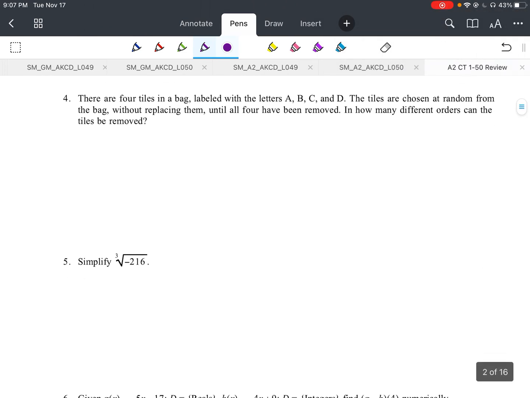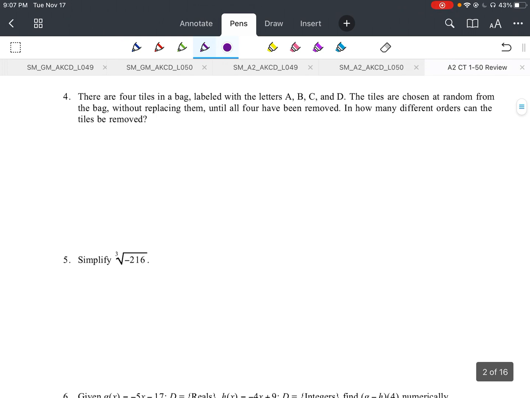Fun. Number 4, there's 4 tiles in a bag, A, B, C, and D. So this is a good one. Order does matter. How many different orders? So order does matter. It's a permutation. You could say it's 4 choose 4, or 4 pick 4 rather. Or an easy way to see it is I've got 4 options for the first letter I pull out, but then there's 1 fewer letter, so there's only 3 options, 2 options, 1 option, and just multiply each of those. And 4 times 3 times 2 times 1, or 4 factorial. So that's 24.